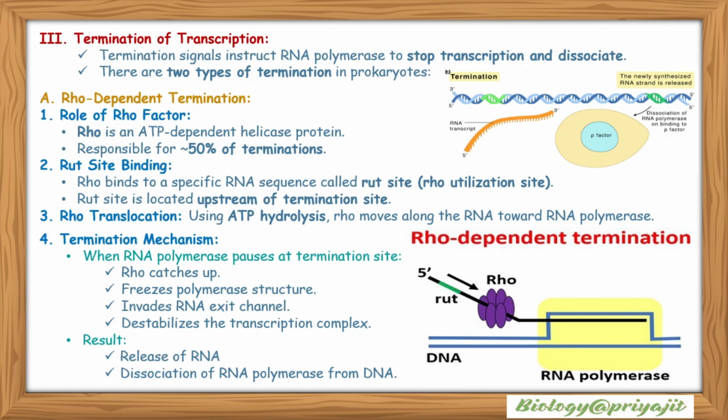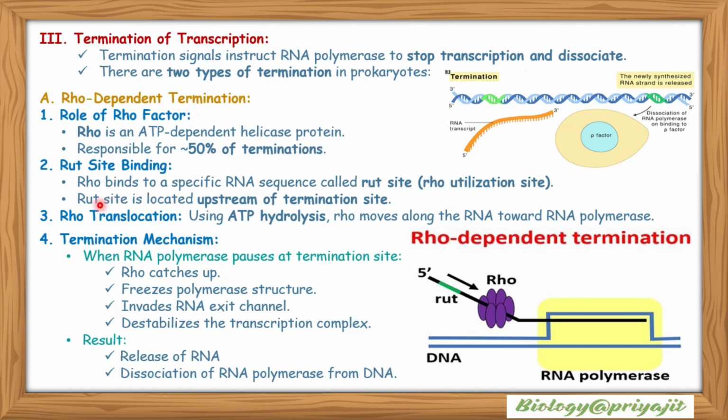Termination of transcription: termination signals instruct RNA polymerase to stop transcription and dissociate from the complex. There are two types of termination in prokaryotes. The first one is rho-dependent termination. The image here shows the termination, where the newly synthesized RNA strand is released. So what is the role of rho factor? Rho is an ATP-dependent helicase protein, and it is responsible for nearly 50% of terminations.